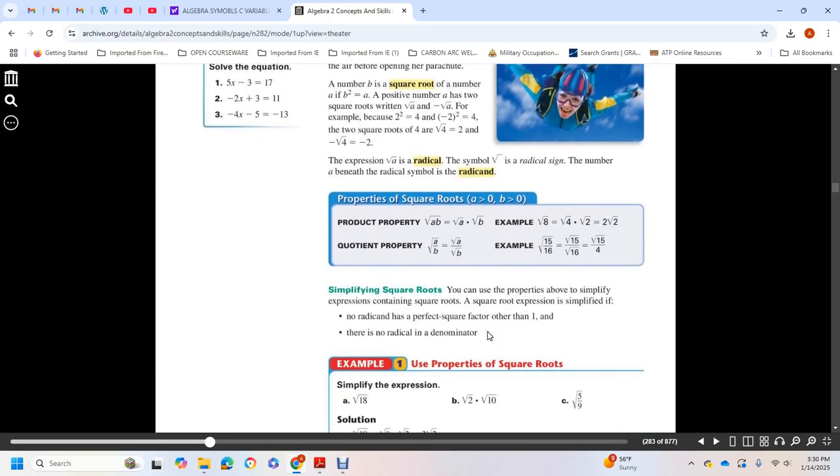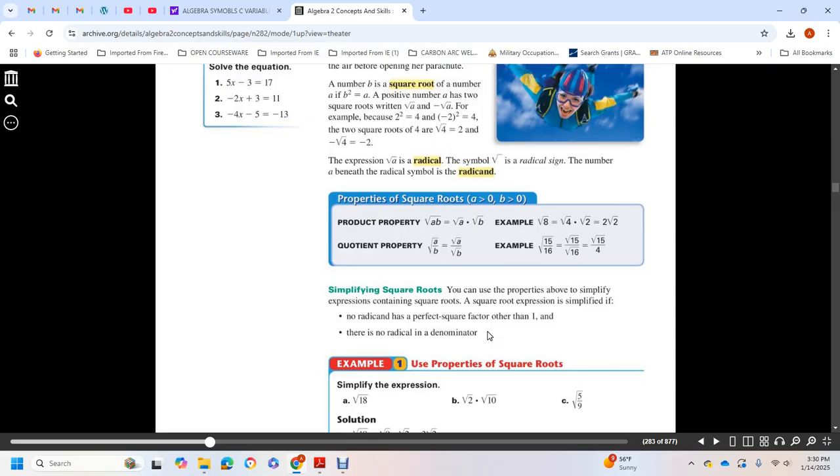Properties of square roots. You have the product property: the square root of a times b is equal to the square root of a times the square root of b. Example, the square root of 8 is equal to the square root of 4 times the square root of 2, which gives you a 2 outside of the radical, and a radicand of 2.